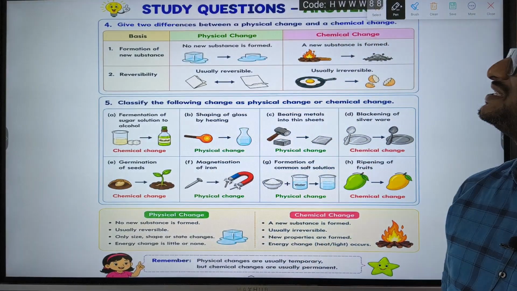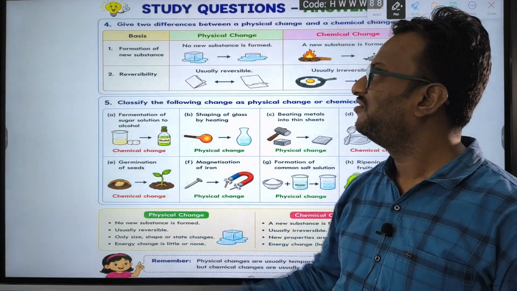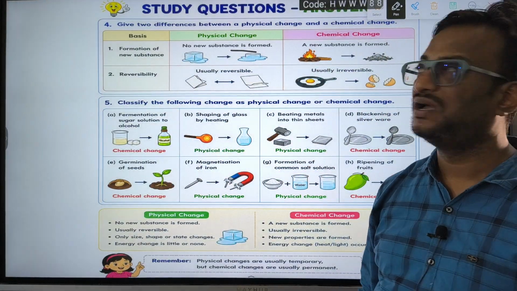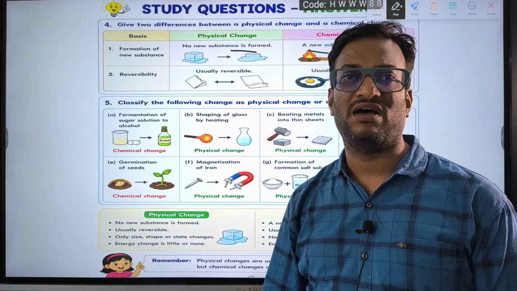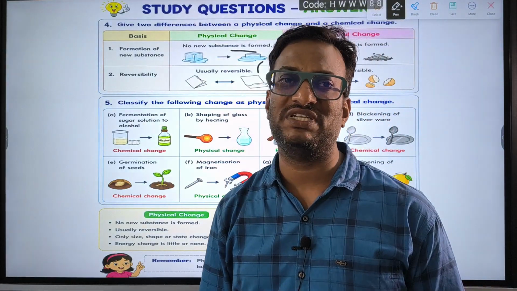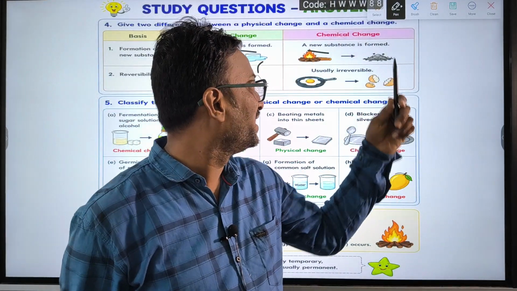Give the two differences between physical and chemical changes. Formation of new substance: no new substance is formed in case of physical change, and a new substance is formed in case of chemical change. Reversibility: usually physical changes are reversible and chemical changes are irreversible.